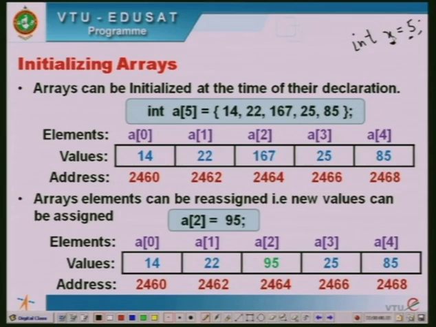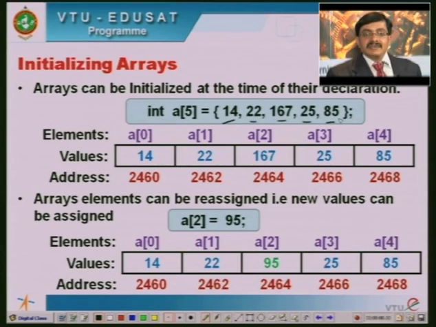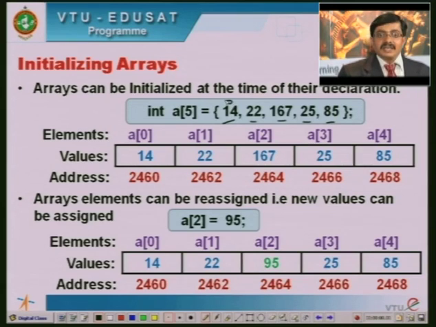So here int a[5] = {14, 22, 167, 25, 85}. These are the different values I am assigning to the array of 5 integer elements. Since the array size is 5, I mention 5 different elements, and we know the array index starts from 0. So this value corresponds to a[0], this is for a[1], a[2], a[3] and a[4]. Pictorially, a[0] is 14, a[1] is 22, a[2] is 167, a[3] is 25 and a[4] is 85.